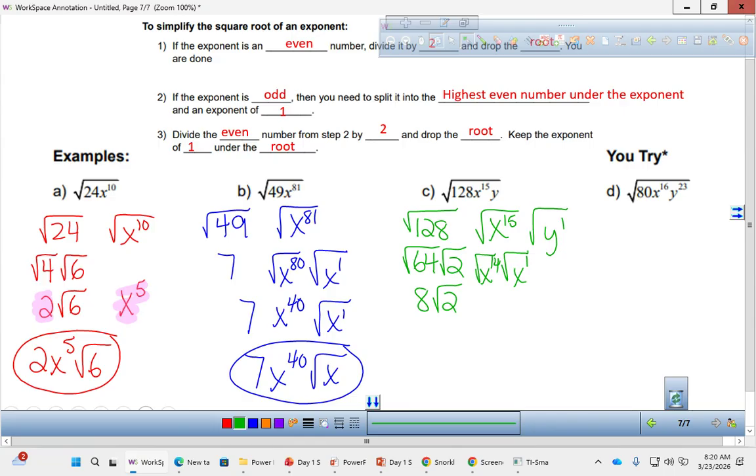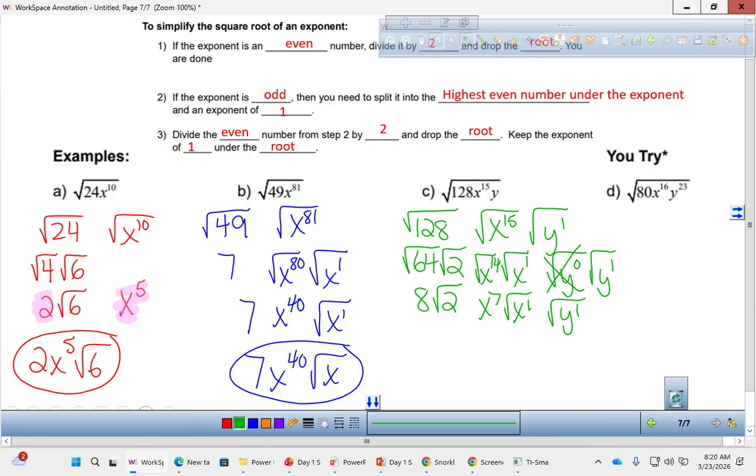Look. Well, y to the 0 literally just means this isn't here. There's nothing you can do with y to the 1. You're just going to have to leave it under the root. It's not going to simplify. All right? So for the even numbers, divide by 2 and drop the root. So that's just x to the 7th. Keep the exponent of 1 under the root.